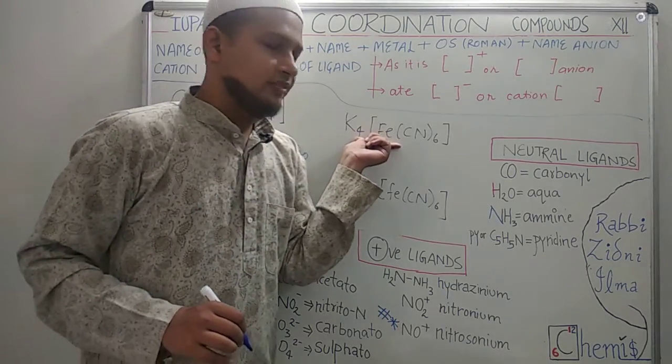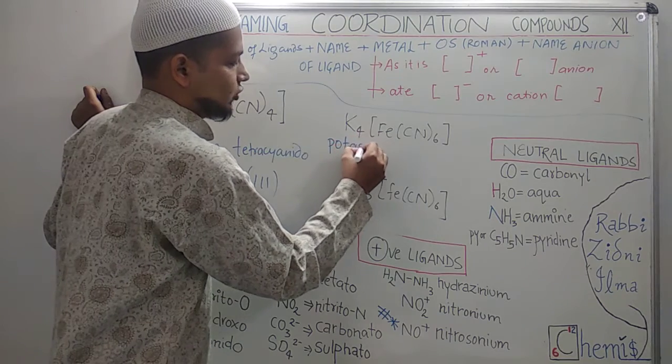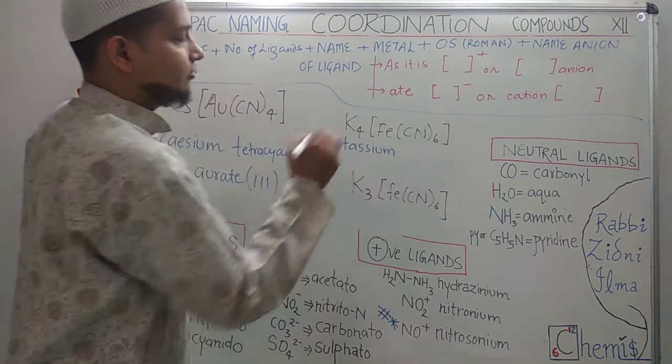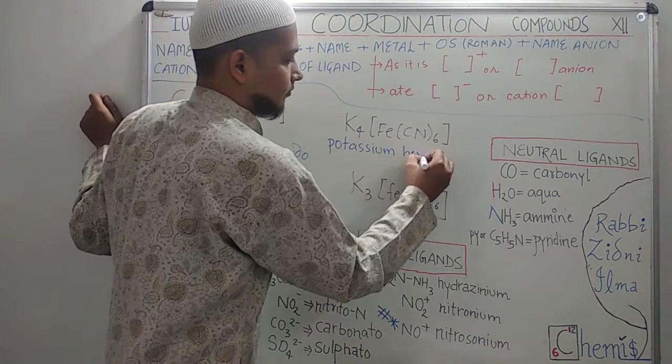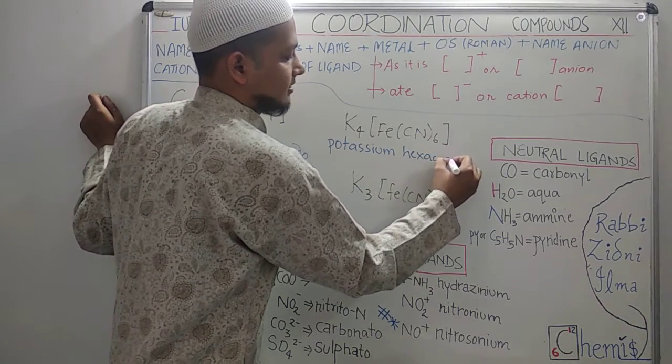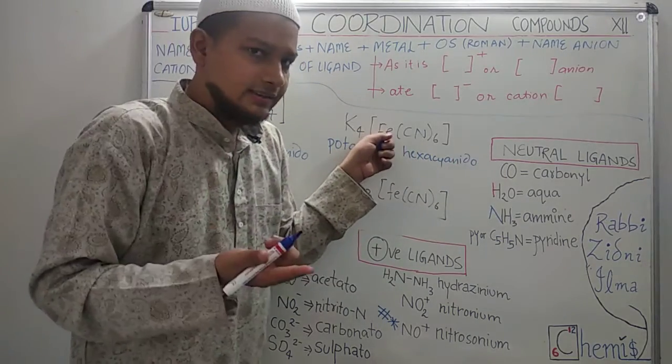Now moving to K4[Fe(CN)6], we have potassium. So we will write down this with potassium. Next we have the number of ligands, that is 6. We have hexa, and for CN we have cyanido. For Fe we will write ferrate, just like here.